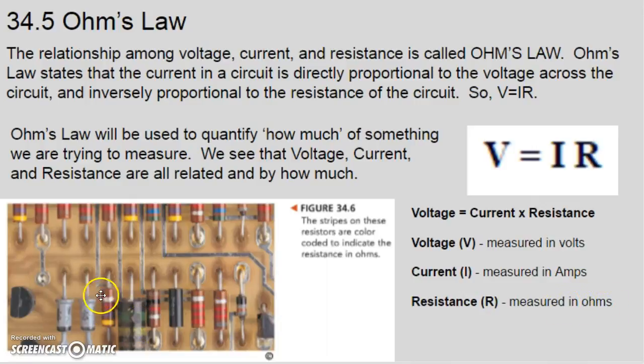So if you looked inside, let's just say, any type of circuit board, the stripes on these resistors are color-coded, indicating the resistance within them. You have all kinds of different resistors within different circuits. We'll explore this a little further.